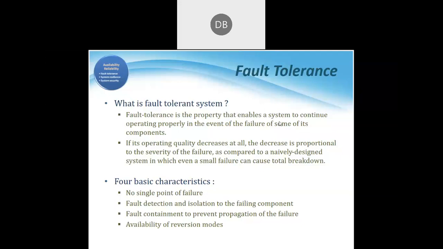So what is a fault tolerance system? It is the property that enables the system to continue operating properly in the event of failure of some of its components. So cloud computing needs to be fault tolerant. The meaning of fault tolerant is that even if, say, 10% of the complete cloud system is not performing, given the failure of some 10% of components, the cloud should still be able to provide delivery.